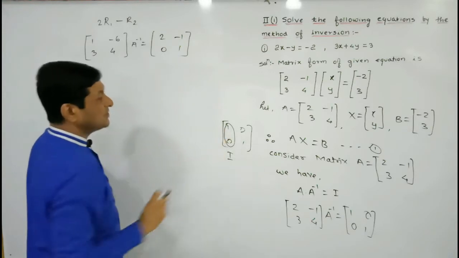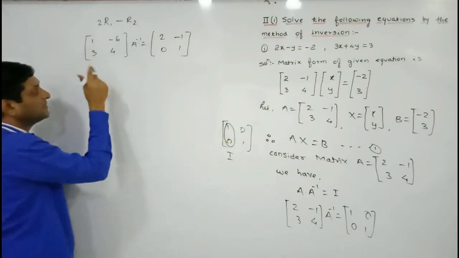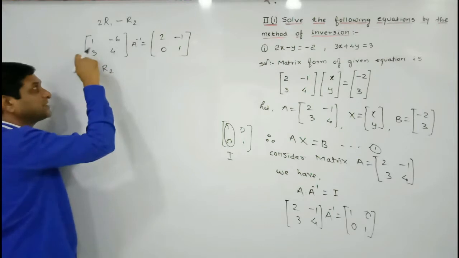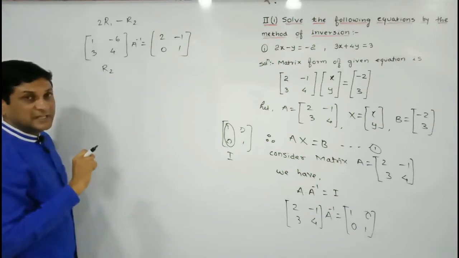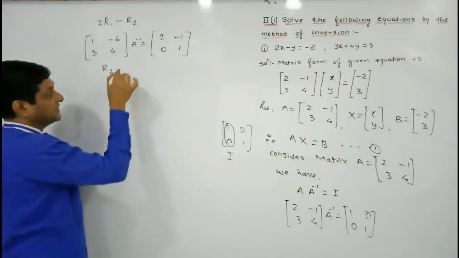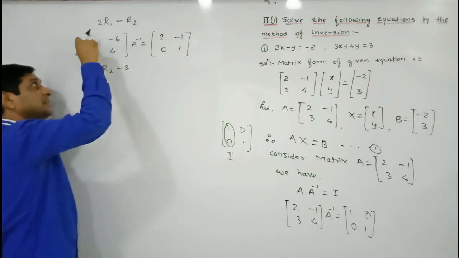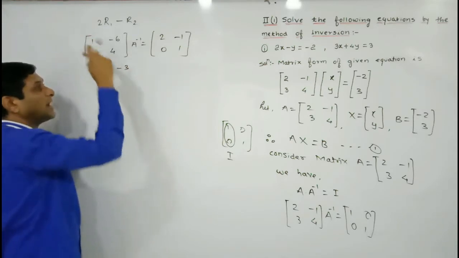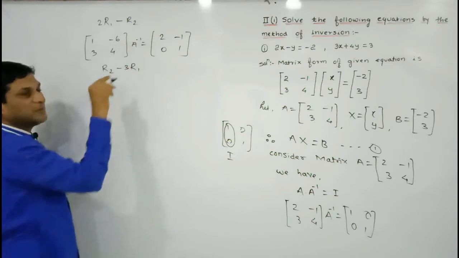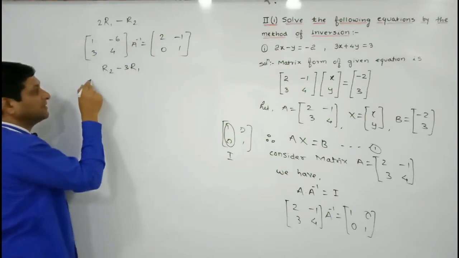Now we have got 1 here. Now we will require 0 here. So our operation is on R2. What is the element here? 3. From 3 we have to subtract 3. So to get 3 here, we have to multiply R1 by 3, and we have to take subtraction. So that 3 minus 3 will become 0.